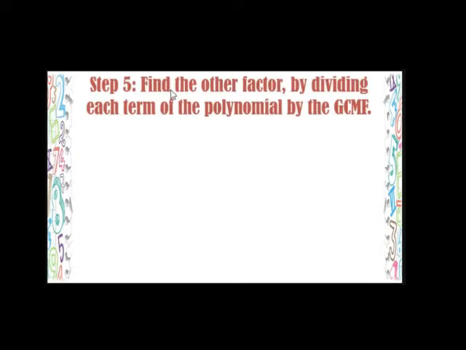Next step. Find the other factor by dividing each term of the polynomial by the GCMF. We have the given 6x plus 3x squared. So we need to divide each term, we have these two terms, by the GCMF. Our GCMF is 3x. So we have 6 divided by 3, that is 2. And then x divided by x is 1. Or you can cancel x.